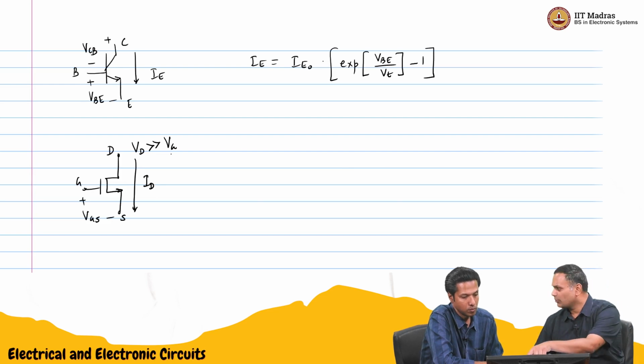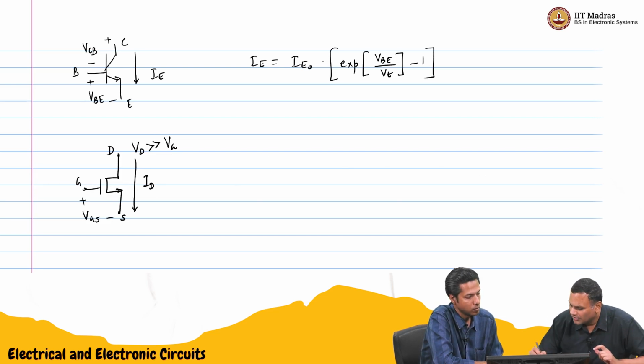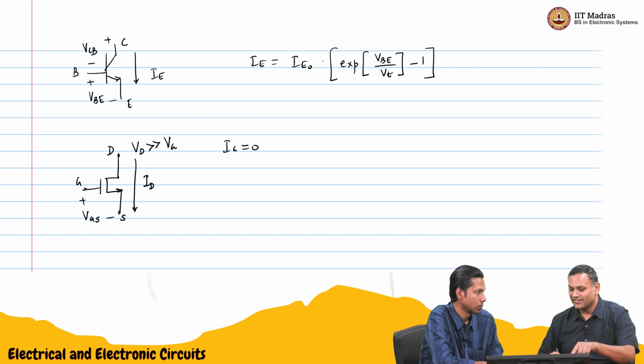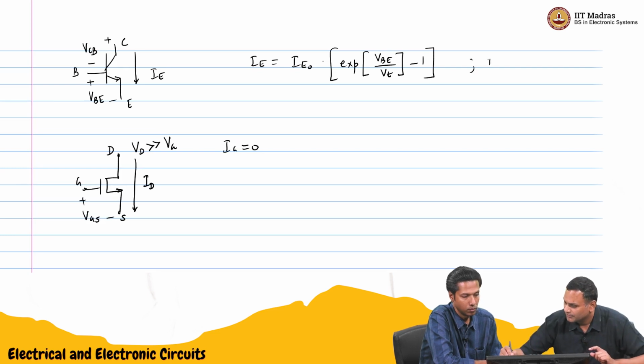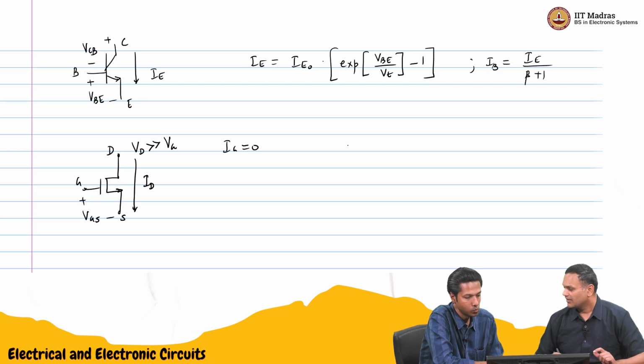So here we had exponential. Now your gate current is always 0 here, whereas here the base current we said was IE by beta plus 1. Beta is very large, so it is very small. But here the gate current is always 0. The drain current actually can have 3 types of relationships with the voltages.